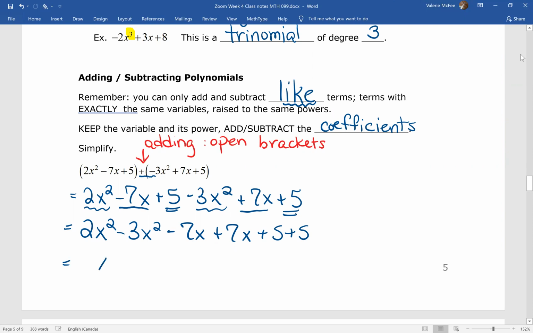We keep the variable raised to its power, and we add and subtract the coefficients. 2 minus 3 is negative 1. Negative 7x plus 7x, well, if I keep the x, negative 7 plus 7 is 0. I don't need to write 0x. That means I don't have any x's. Plus 5 plus 5 is plus 10.